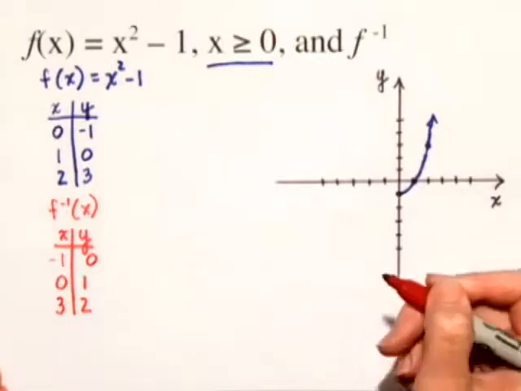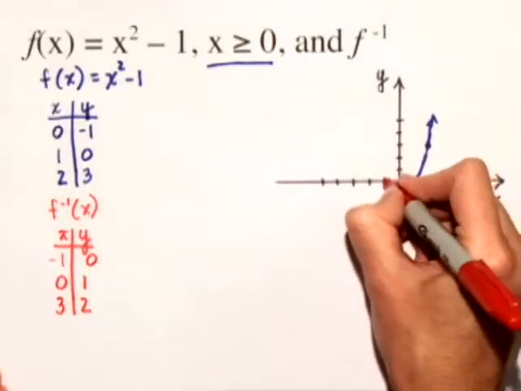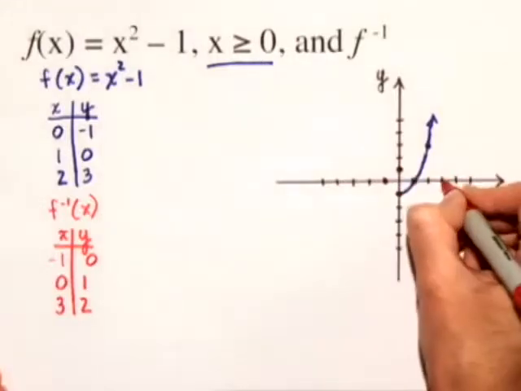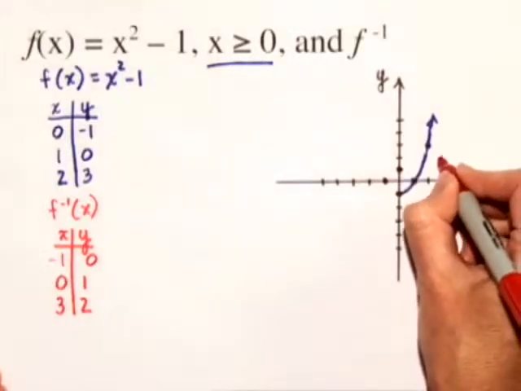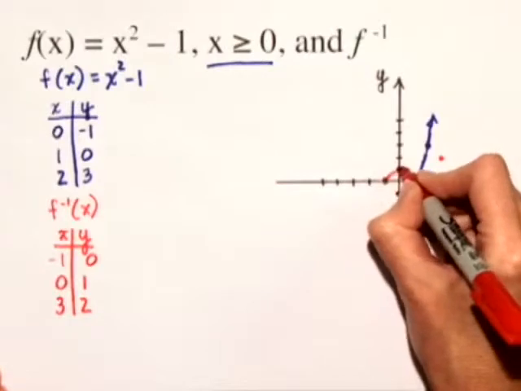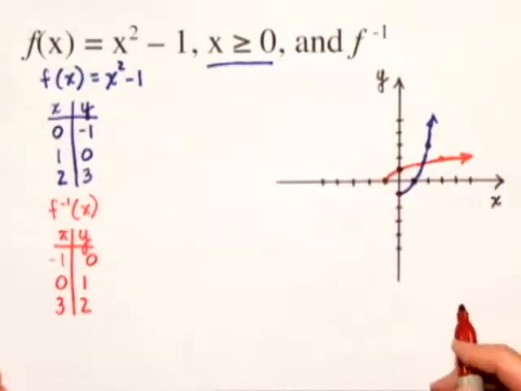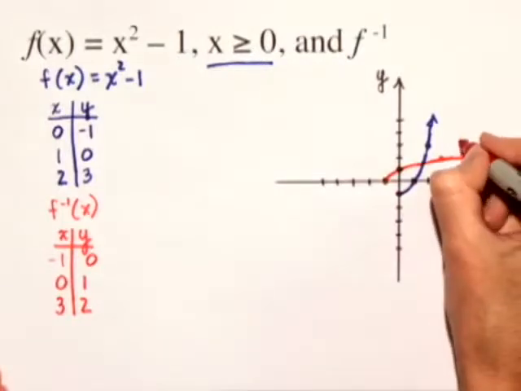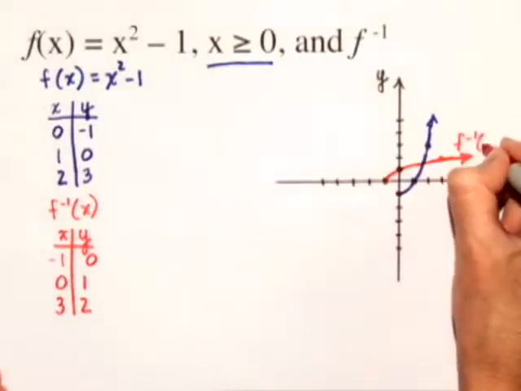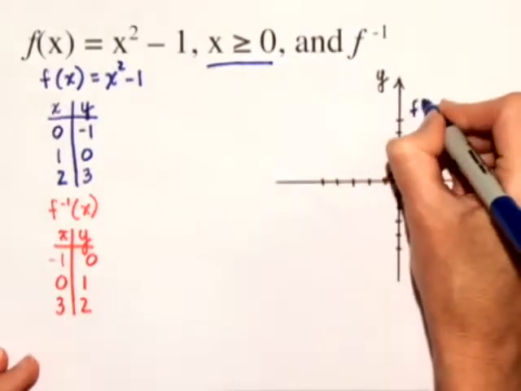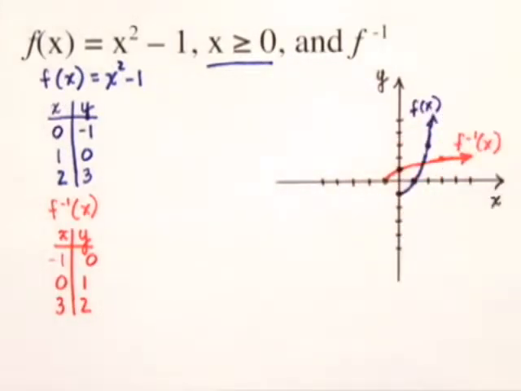So let me plot these points in red. I have negative 1, 0. I also have 0, 1. And I have the point 3, 2. And let's connect those with a smooth curve. And what I've just graphed in red is f inverse of x. So let me label red as f inverse of x, and I'll label the blue as f of x. So now we've graphed both of these on the same xy coordinate system.